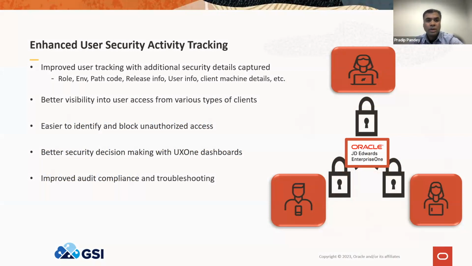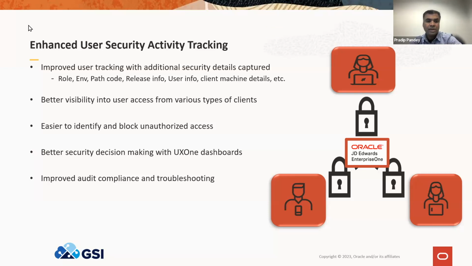This has been done for a while, but we improved this same feature to have more details about the user tracking, with information like what role the user logged in with, what environment, what path code, what release the user servers are on, and additional info like which client machine IP address the user is logged in from, and which programs they're running JD Edwards from: web client, FAT client, interop client, AIS client, or third-party integrations like connectors, XML. So we get all the details now captured for a security officer at the customer site to analyze in this report.